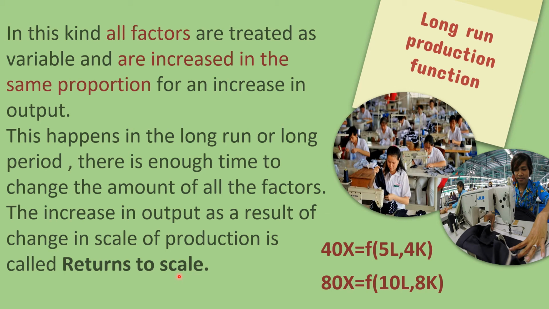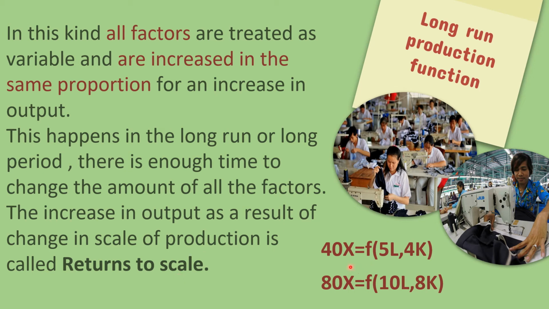So unlike the case of the short-run production function, wherein some factors were fixed and others were made variable, and any change in the output was due to a change in the variable factor, here that is not the case. In this long-run production function, all factors are treated as variable. That means in the long run, factors are not divided as being fixed and variable. Here all the factors are changed in the same proportion, and that is why this change in output as a result of change in scale of production is also called returns to scale.